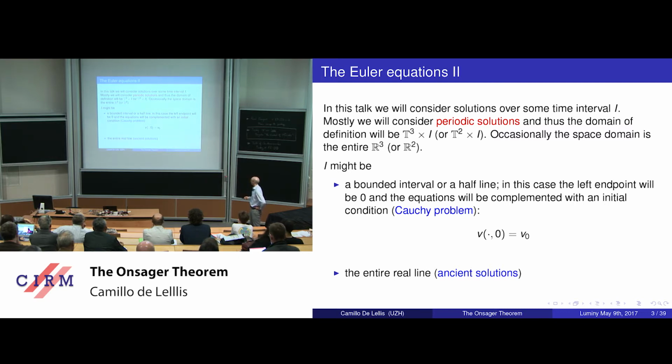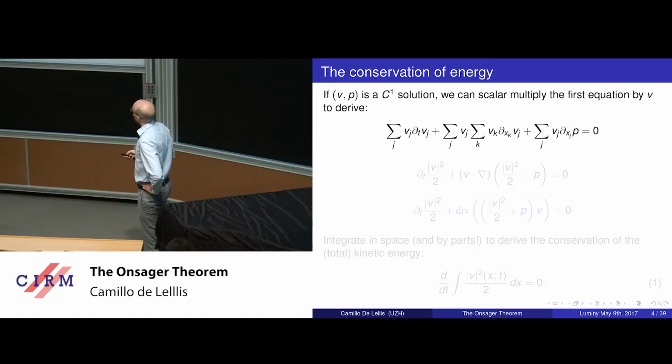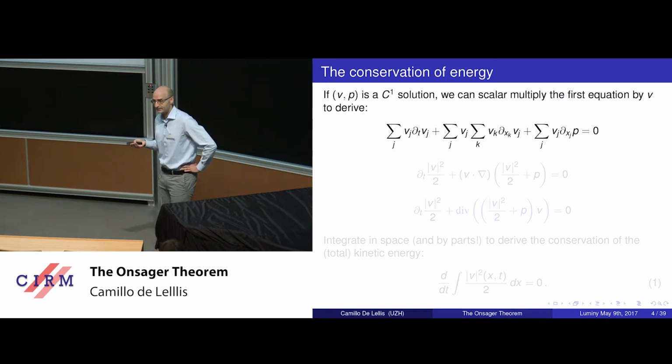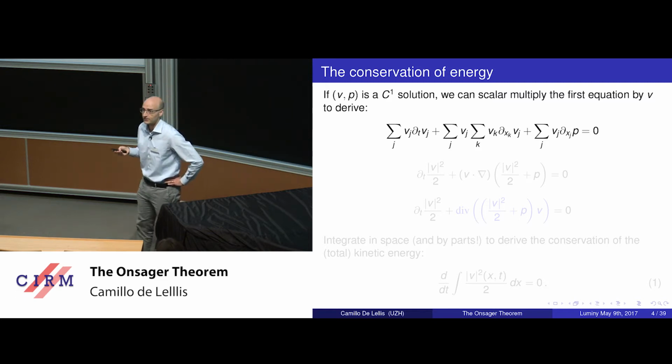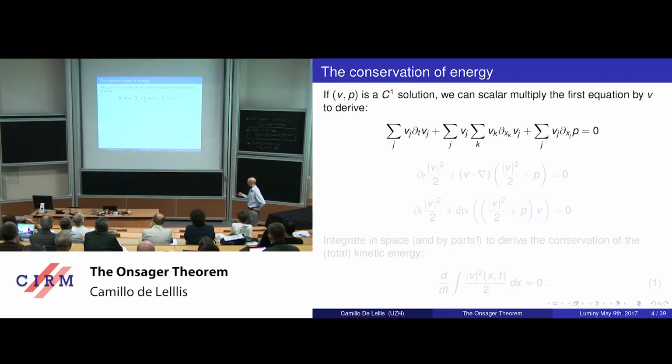Okay, so the first thing that we are going to do is a very simple exercise in calculus. If you have a pair V and P, which is a C1 solution, you can scalar multiply the first equation by V, and you can derive an interesting additional identity. This interesting additional identity is nothing but the balance of the energy, the evolution of the kinetic energy.